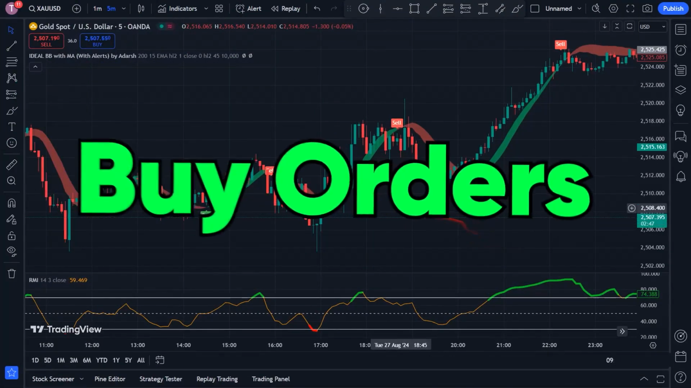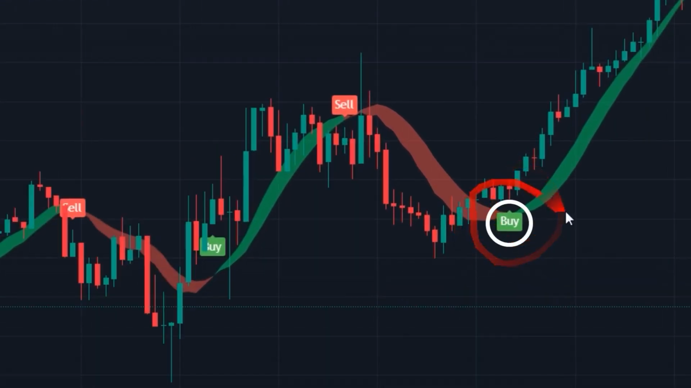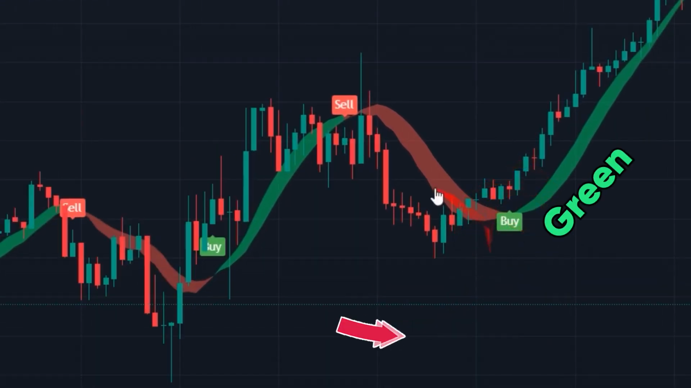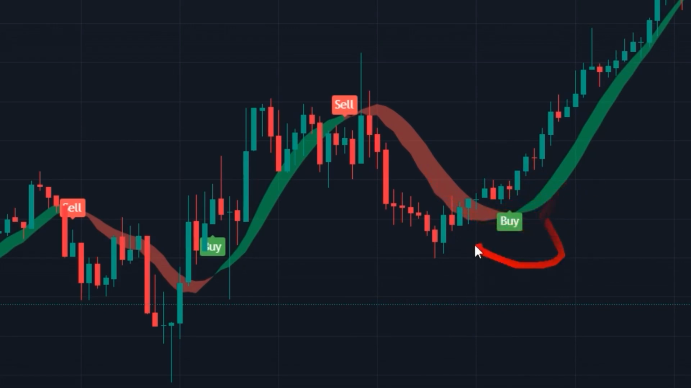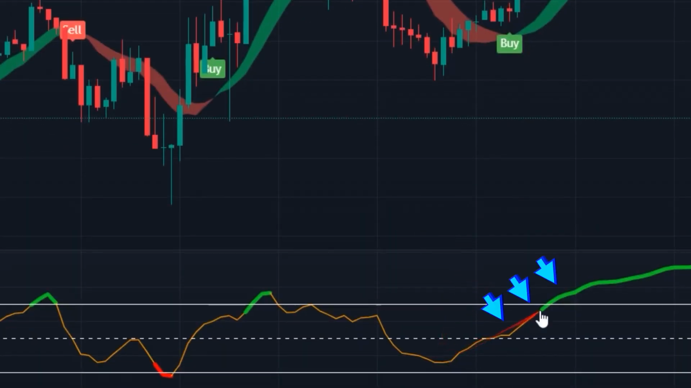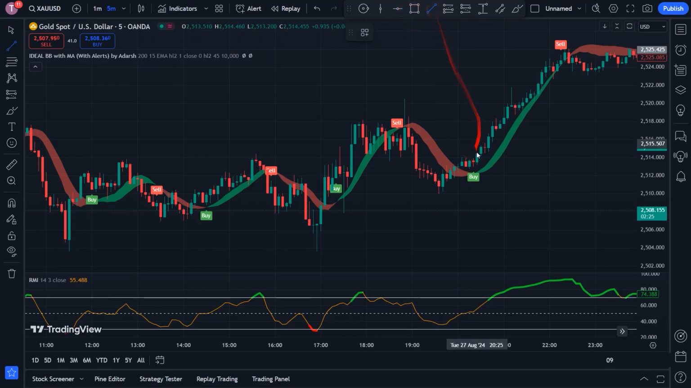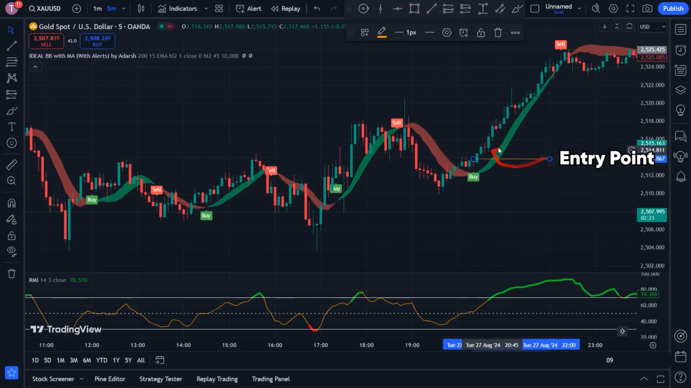Let's start with buy orders. First, we need to look for a buy signal on the chart when the clouds change to green, indicating that a buy signal might have been generated and it's a great opportunity for us. Now we should check the second indicator to ensure that the RMI line is green and above level 70. If this condition is met, it means we have found an appropriate entry point for the trade and we can enter a buy trade at this point.